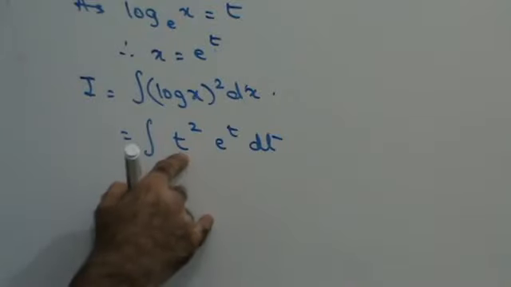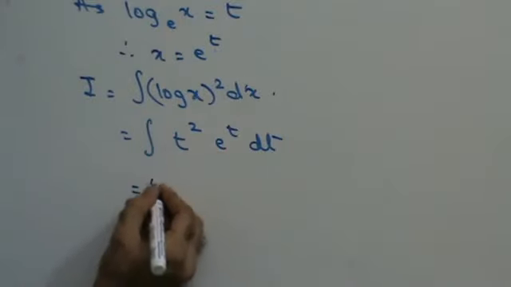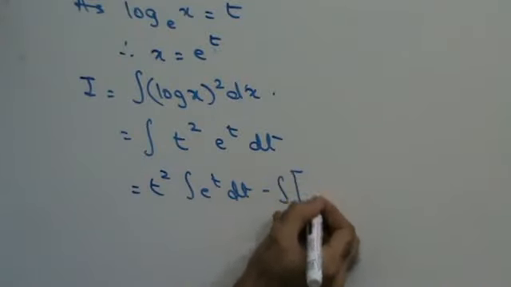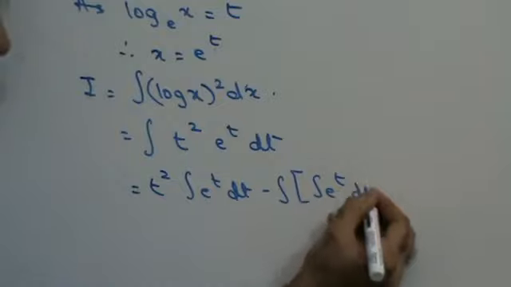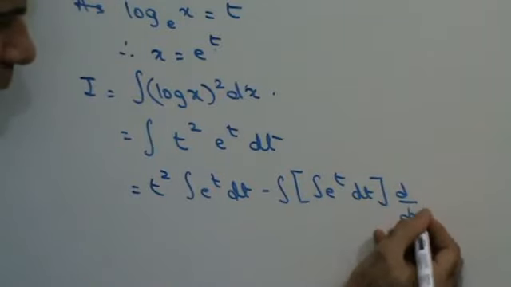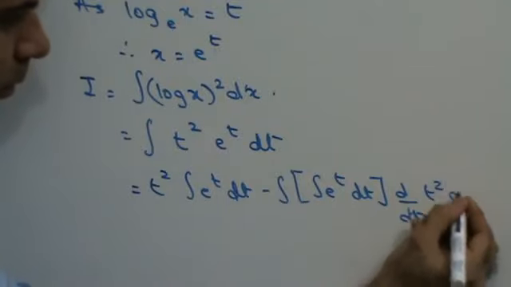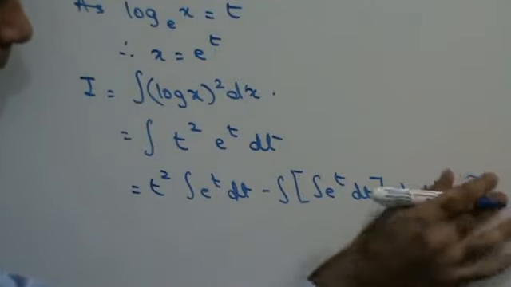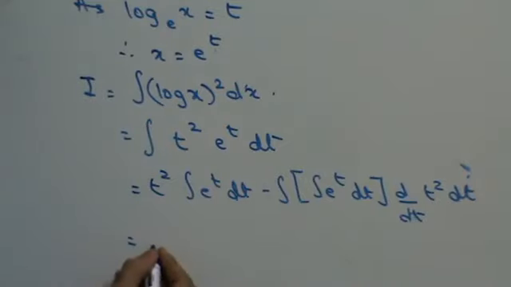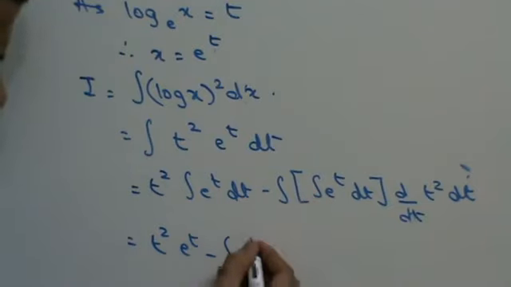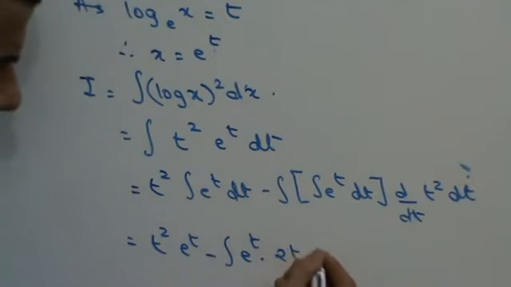Now this is going to be algebraic, this is going to be exponential. So u integral of v minus integral of derivative of u times integral of v. So now this can be written as t square, integral of e raised to t is e raised to t, minus integral of d by dt of t square, which is 2t, times e raised to t dt.